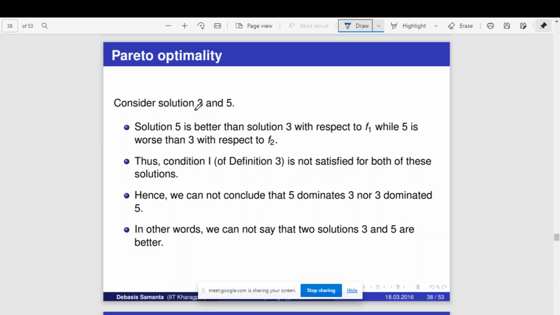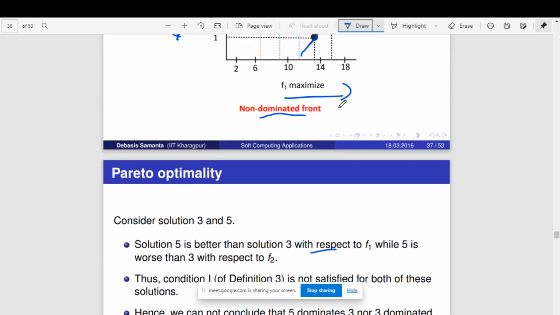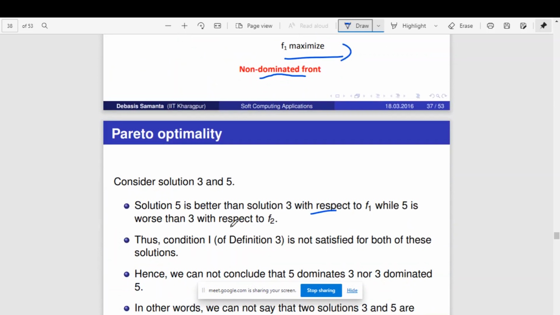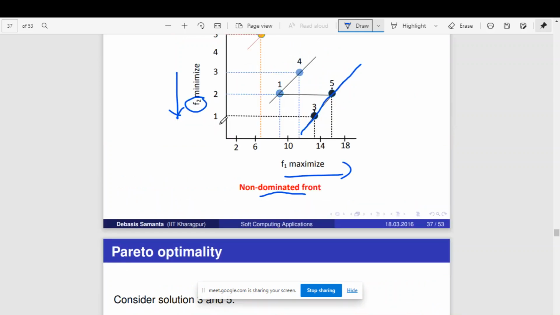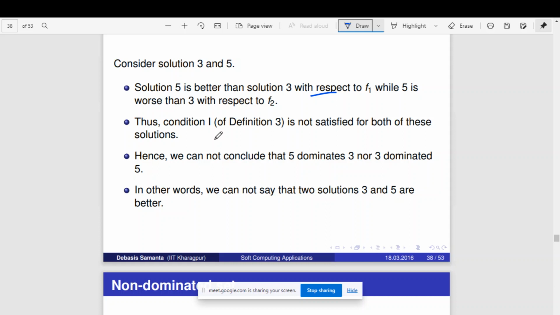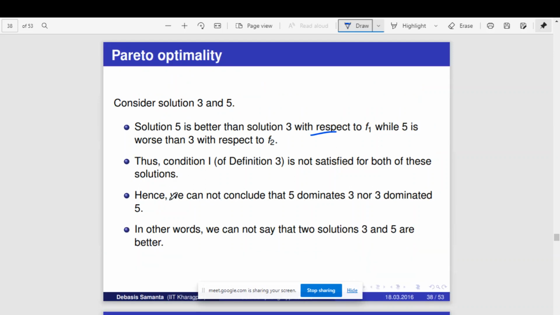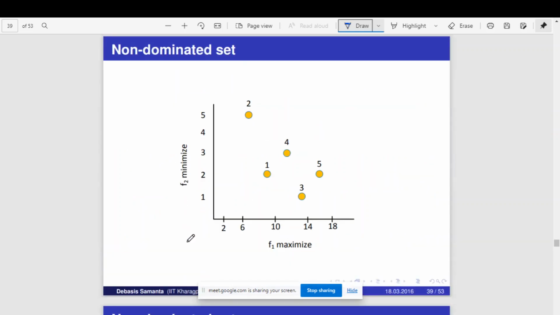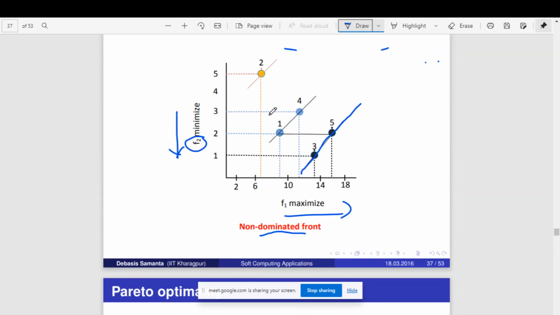So that's what is explained here. Consider solutions 3 and 5. 5 is better than 3 with respect to F1 because we are maximizing. While 5 is worse than 3 with respect to F2 because F2 should be minimized. So condition 1 is not satisfied for both of these cases. Hence we cannot conclude that 5 dominates 3 or 3 dominates 5. In other words, we cannot say which of the two solutions 3 and 5 is better. It is the same as what we discussed before.